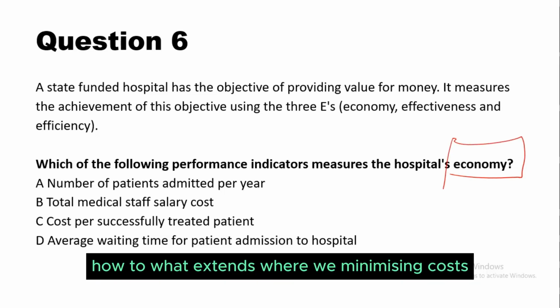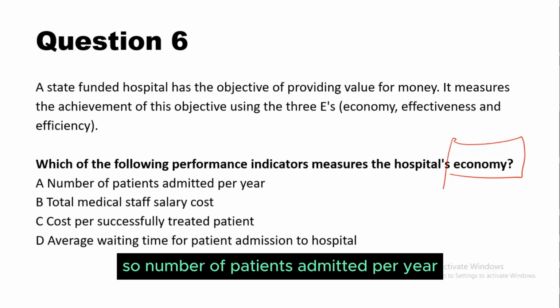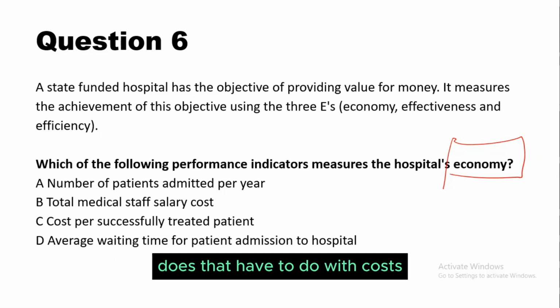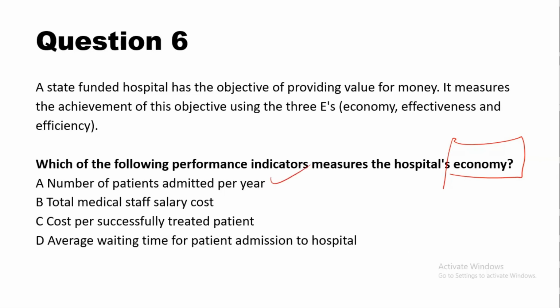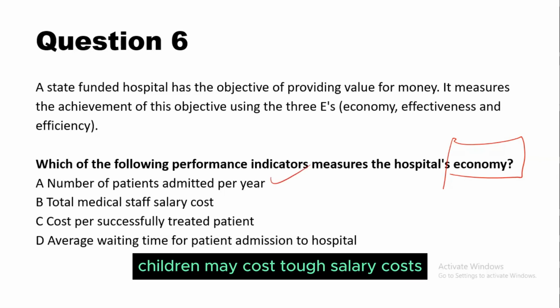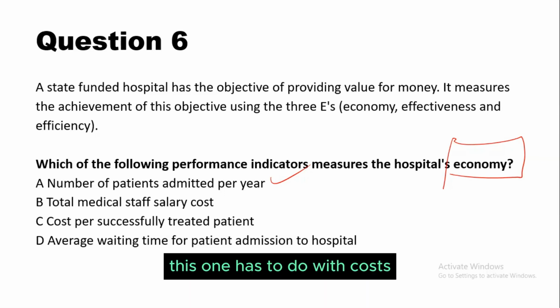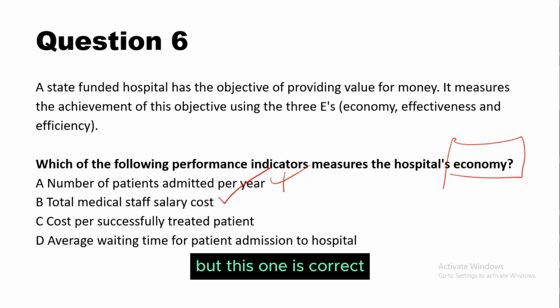To what extent were we minimizing costs? So, number of patients admitted per year, does that have to do with costs? Total medical staff salary cost. This one has to do with cost. So this one, A is wrong, but this one is correct.